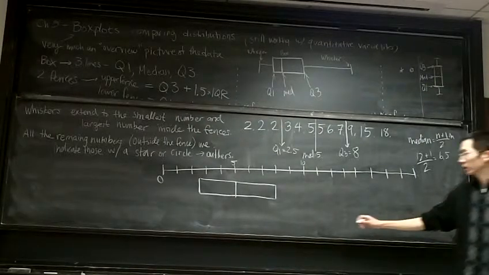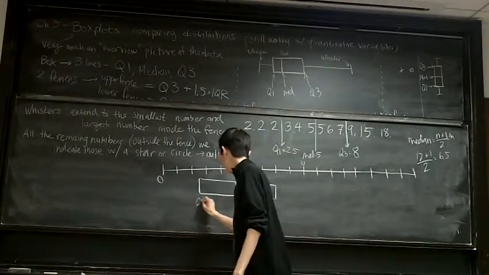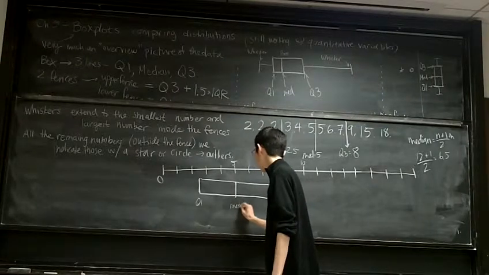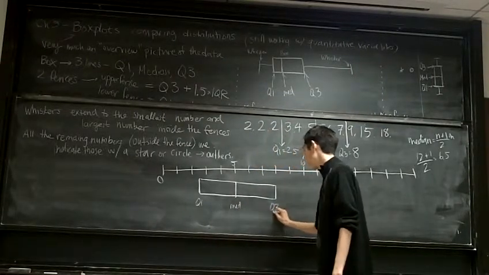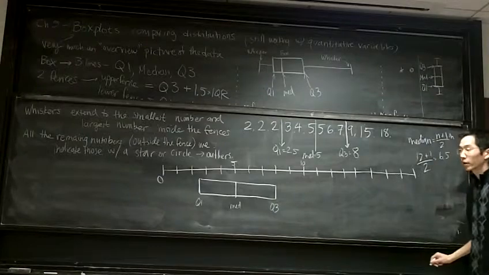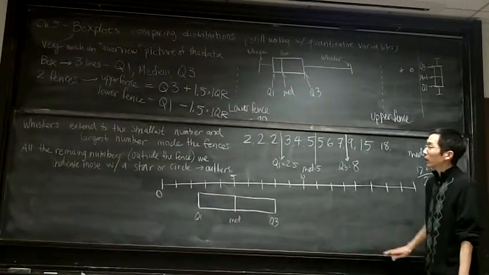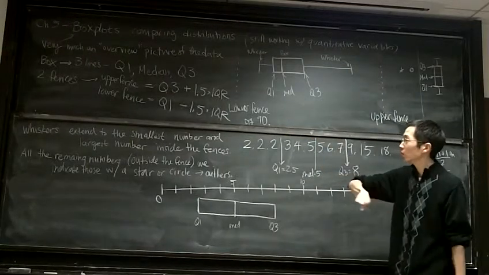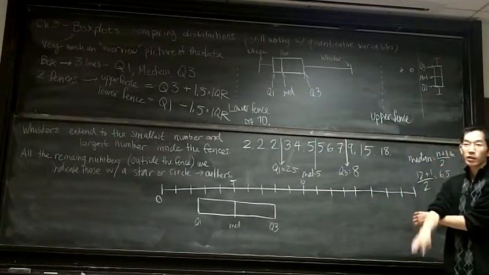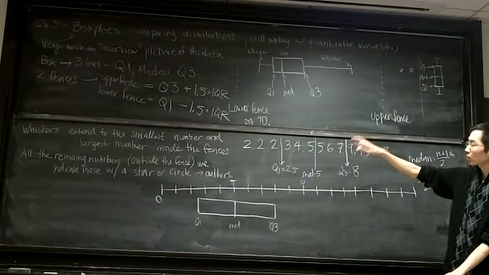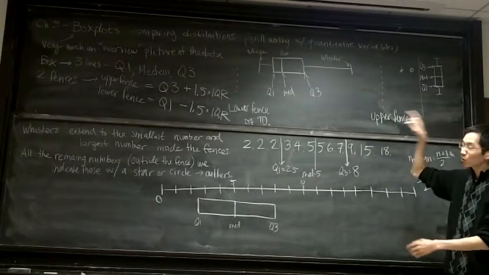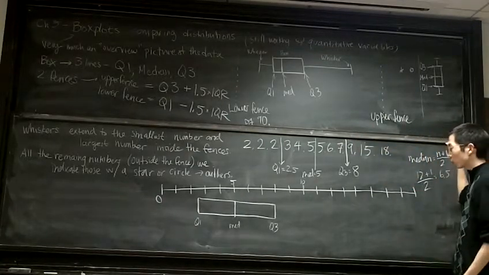That's the box. Again, labeling: you don't have to label these on an actual thing, but for your sake, I am. All right, is this okay? Drawing the box. Once we have the box, we have to find our fences. The upper fence is Q3 plus 1.5 times the IQR.